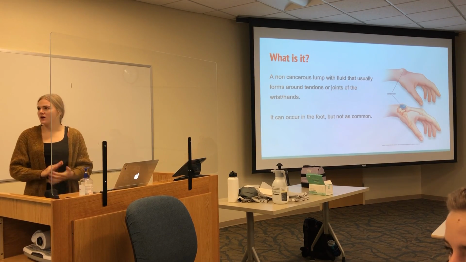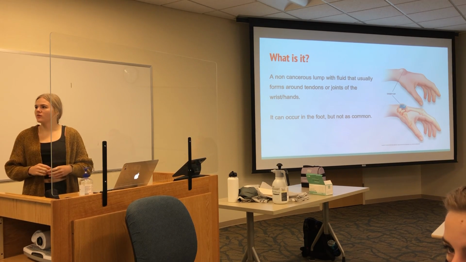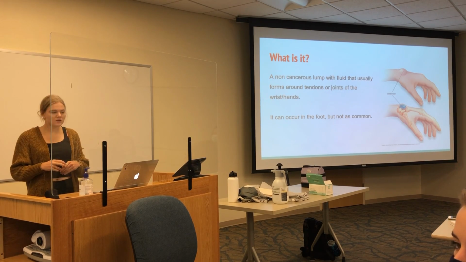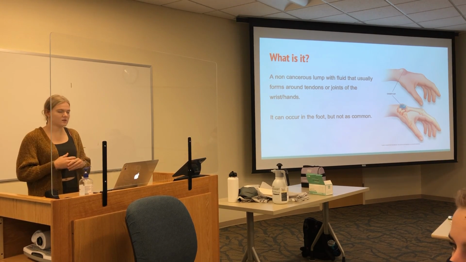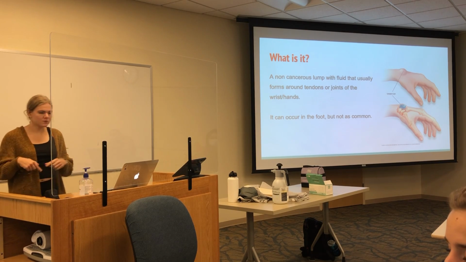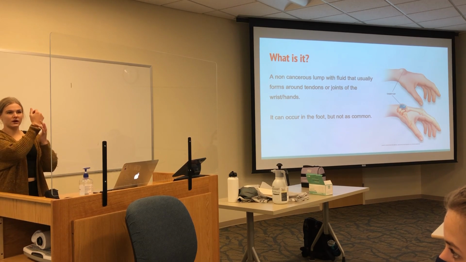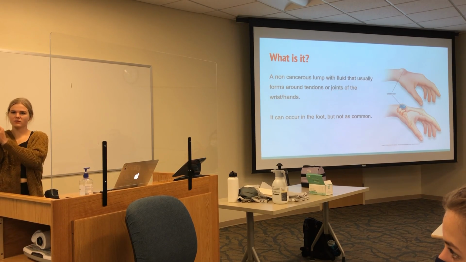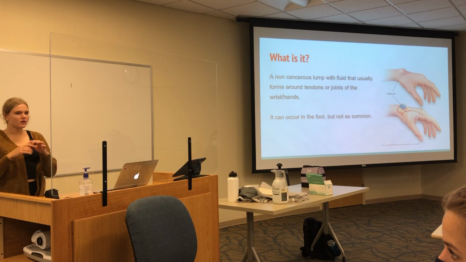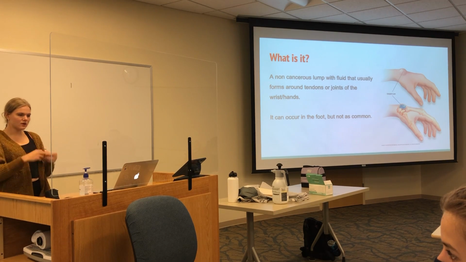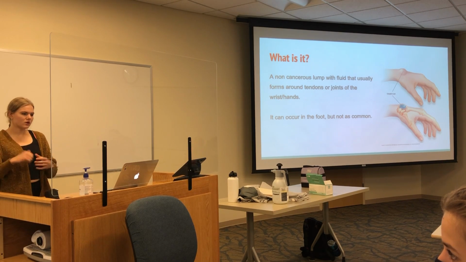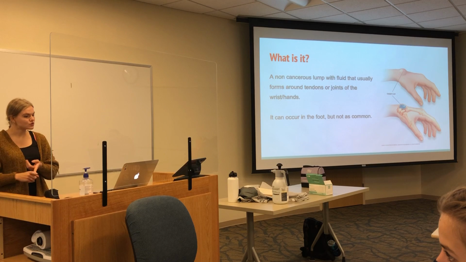So what is it? It's a non-cancerous lump with fluid that usually forms around the tendons or joints of the wrists and hands. It can occur in your foot, but it's not as common. Usually the spots where it happens in your hands are right on top of your wrist, the back of the wrist, and once in a while in the joints of your fingers, because they usually form around the tendons of the joints.